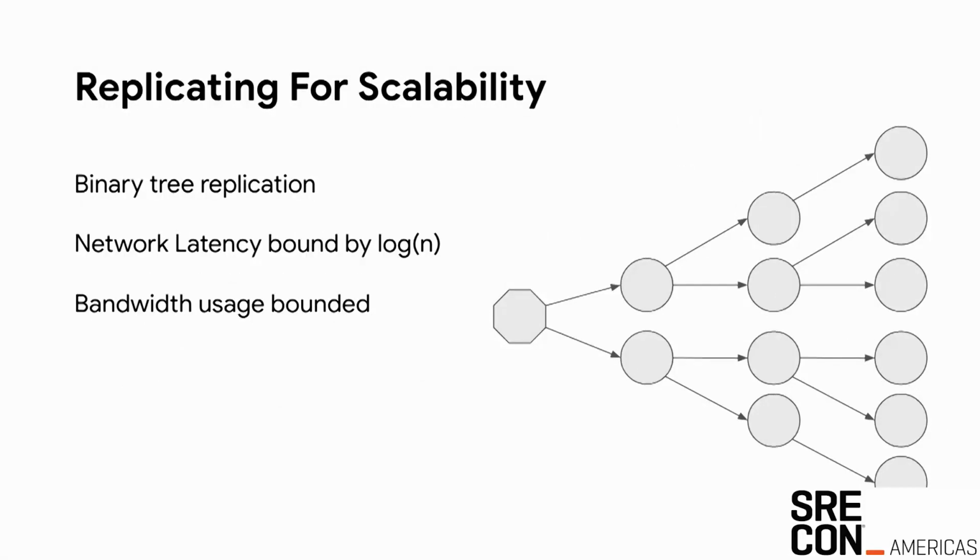We can extend this even further for scalability. Let's say you wanted to shard your services. If we have a binary tree level model of replication where each node replicates at most 2 other nodes, then that means that the latency from a given node to the live system scales with log n of the number of nodes in this graph. And additionally, your bandwidth usage is going to be bound by a constant factor.